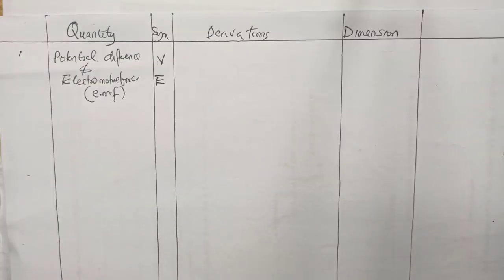We'll continue with dimensional analysis. This is my third video on dimensional analysis. In the second video, I started by showing you how to derive the dimensions of some derived quantities, and I'll continue in this third video. I want to point out something here: potential difference and electromotive force have the same dimension.